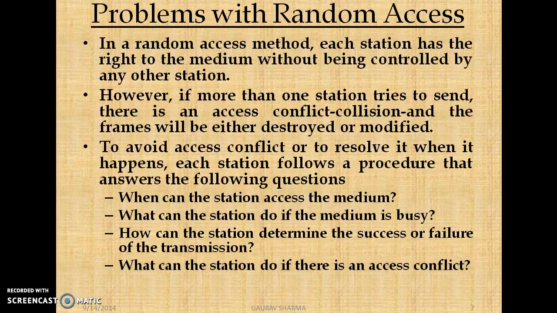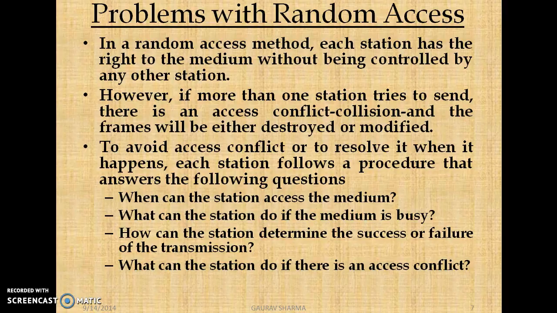Now, problems with random access. The problems arise because there is no method by which one station can control another station. So, more than two stations can transmit the data, packet or frame at the same time, and that will cause a conflict, a collision between the two frames. And if there is even a single bit collision between the frames, the whole frame will be destroyed or modified.